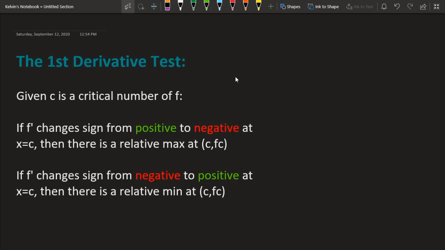So take a moment or two to copy this down in your notes, and when you're done, come back to the video and we'll do some example problems. Okay, so I'm assuming that you copied this in your notes. So let's go to our first example problem.